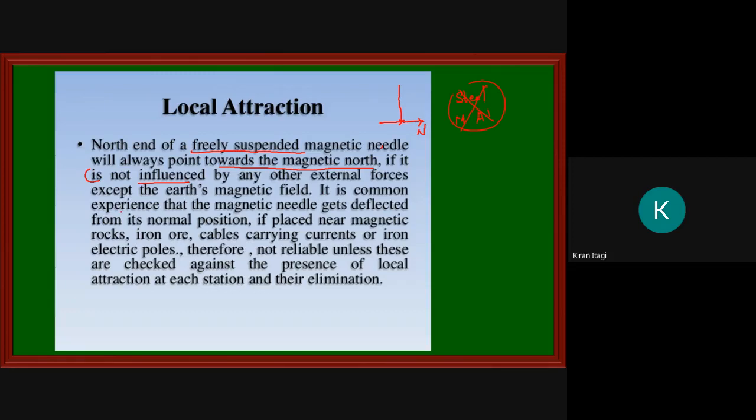It is common experience that the magnetic needle gets deflected from its normal position if placed near magnetic rocks, iron ores, cables carrying currents, because an electromagnetic field will be generated in it, irons, electrical poles, etc. These are some local attractions. Therefore, readings are not reliable unless these are checked against the presence of local attraction at each station and their eliminations.